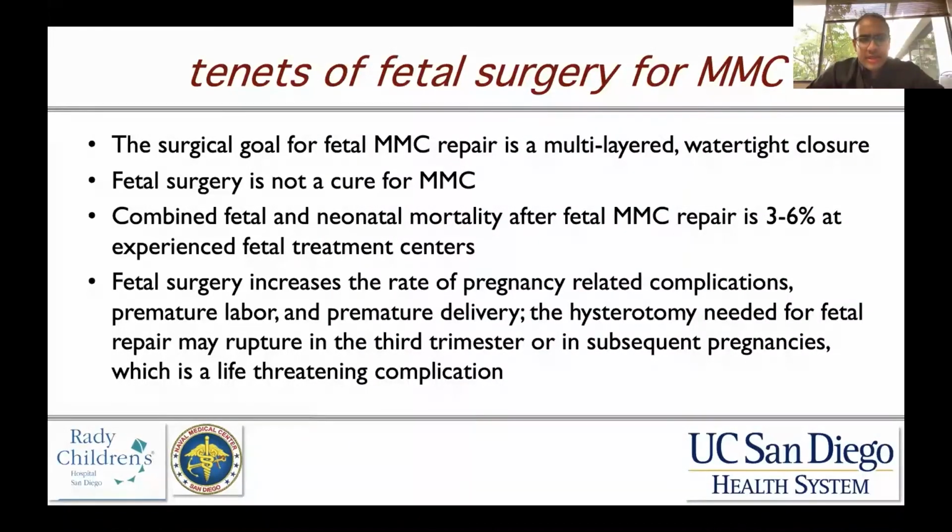When you look at the combined fetal and neonatal mortality after fetal myelomeningocele repair, it's 3 to 6% at experienced fetal treatment centers. Fetal surgery increases the risk of many things, including pregnancy-related complications, premature labor, premature delivery. The hysterotomy needed for open hysterotomy closure for fetal repair can increase the risk of rupture in the third trimester and in subsequent pregnancies, which is a life-threatening complication for the mother.